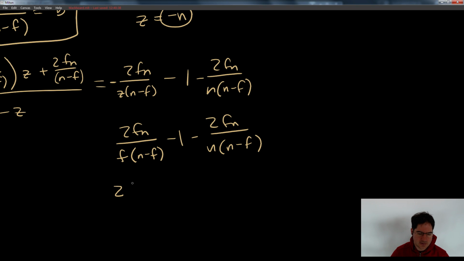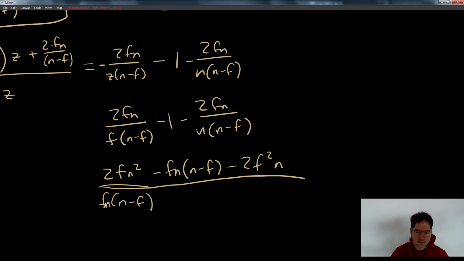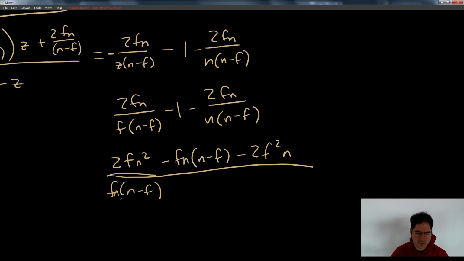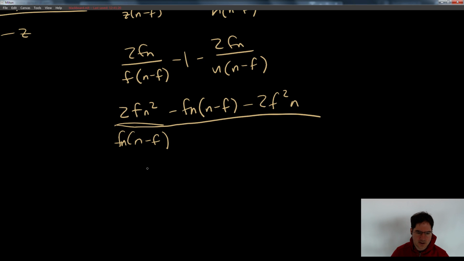So if we have to introduce an n to this term, we'd end up with 2fn squared over fn minus f. In fact, the whole thing can now be over that. Right? Sorry, fn. Minus fn, n minus f, which is the one term, minus 2f squared n. Right? That's what we're actually going to get here. All over fn, n minus f. And in this case, we're in reasonable shape here because the fn is actually already isolated and will cancel in all of our terms. So that's pretty easy.